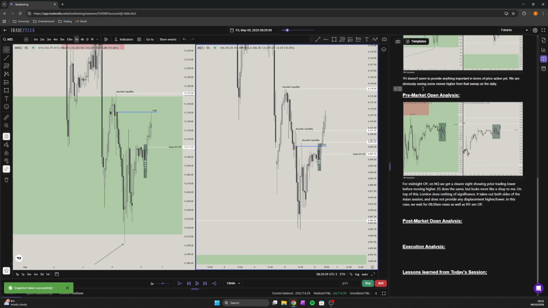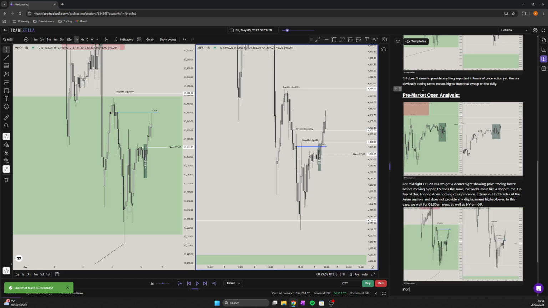So let's just quickly talk about that. Prior to the news release, ES has a change in state of delivery higher with NQ likely to follow. Let me just delete these. We do also displace higher out of those areas of PSL on ES.